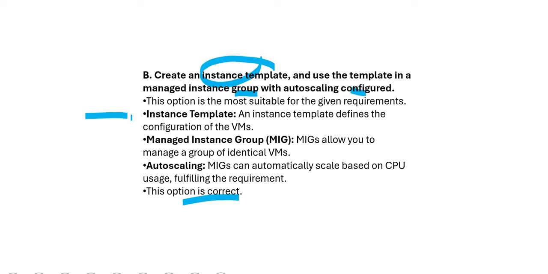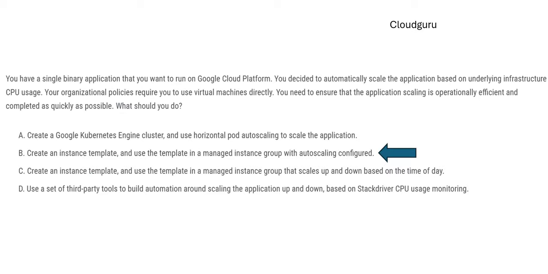So that means first you create a template, define it, and put your configuration for the VMs there. Then you allow it to manage a group of identical VMs. Then you auto scale. That means it will scale based on CPU usage and fulfill the requirement. So option B is our final answer.